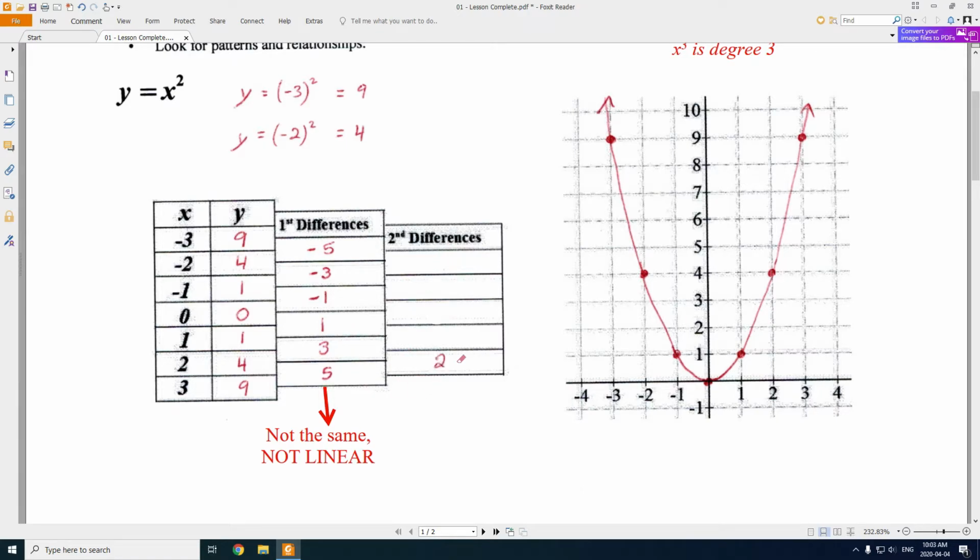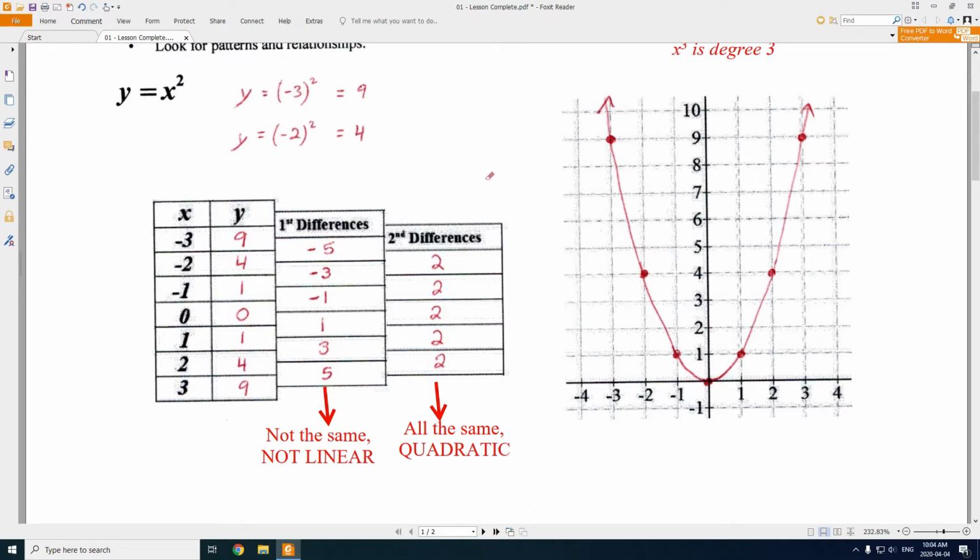5 minus 3, 2. 3 minus 1, 2. 1 minus negative 1 turns into a 1 plus 1. Negative 1 minus negative 3, negative 1 plus 3, and so forth. Okay, second differences are all the same. That tells me that it's a quadratic equation. So if your second differences are the same, you know it's a quadratic equation, you know it has to have an x squared like this, and you know it's going to be some sort of U-shaped graph.